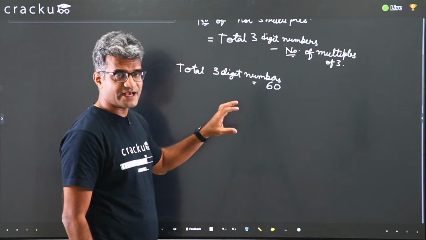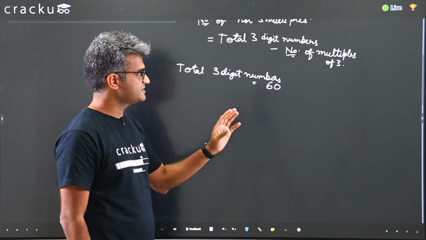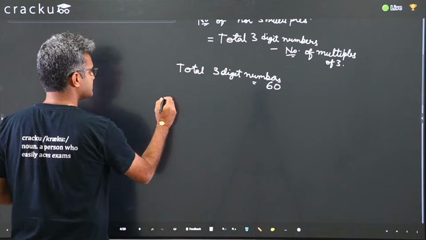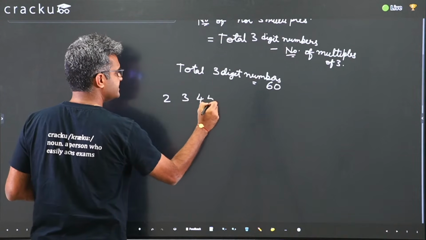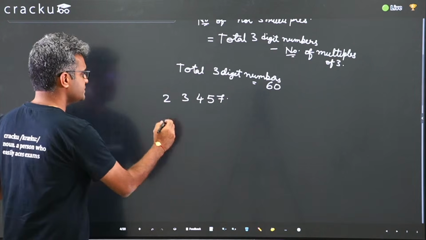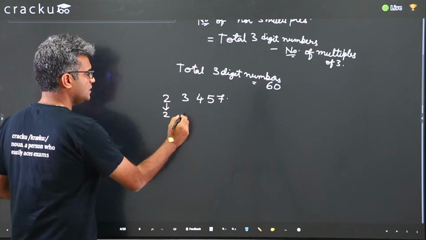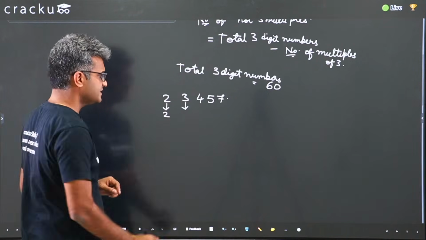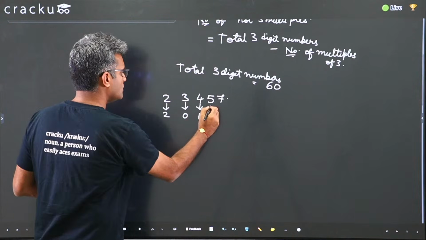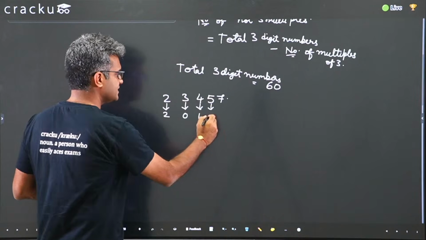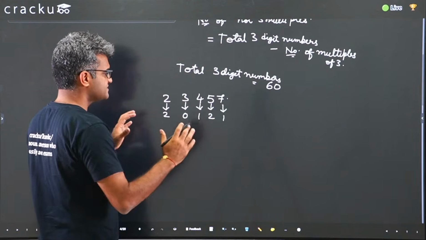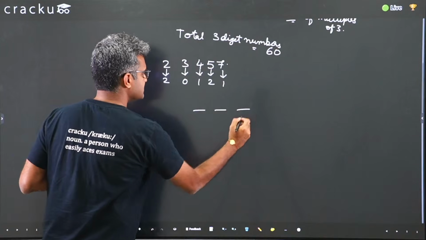Now, how many of them are actually multiples of 3? If you can figure out the number of numbers which are multiples of 3, we will just deduct that number from 60 and that will be the answer. These are the 5 digits that are being used to form the number. What is the remainder when 2 is divided by 3? It will be 2. What is the remainder when 3 is divided by 3? It is 0. What is the remainder when 4 is divided by 3? It is 1. What is the remainder when 5 is divided by 3? It is 2. What is the remainder when 7 is divided by 3? It is 1.